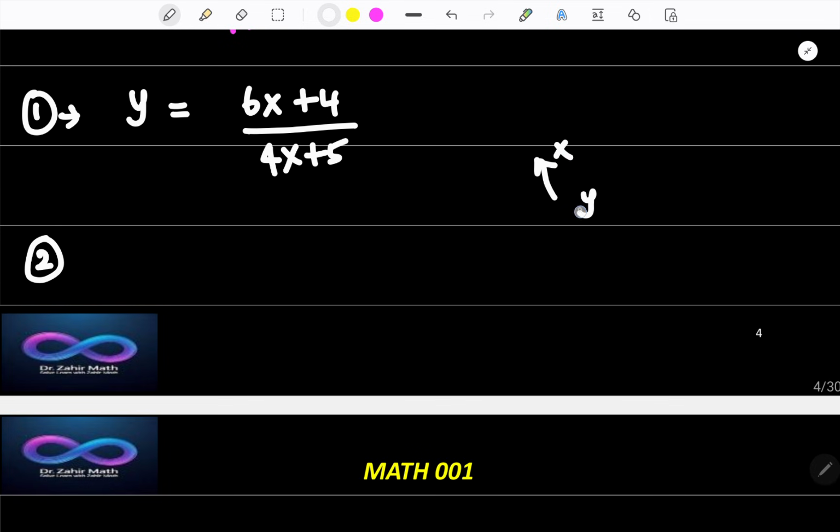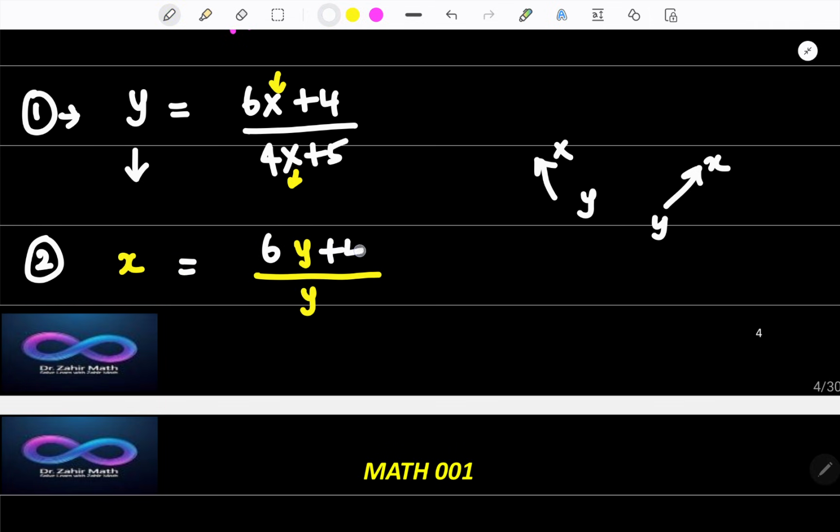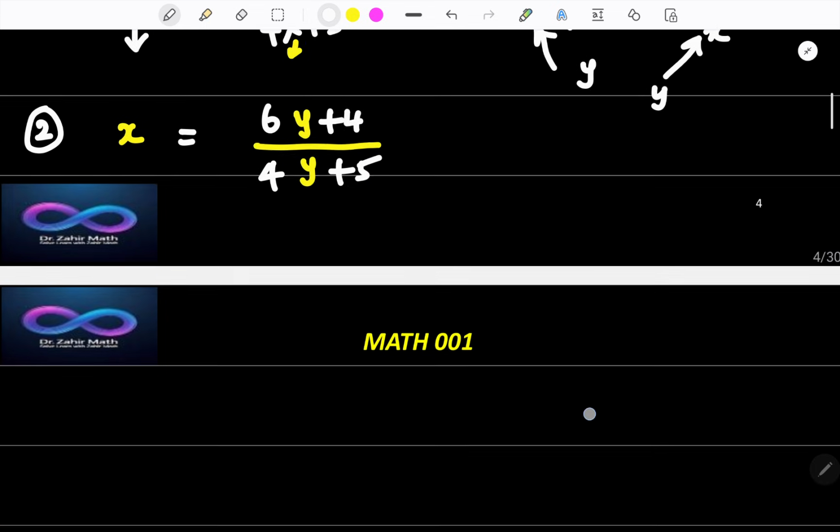What is step number 2? Change x as y and y as x. So y is equal to x, and x is equal to y. Clear everybody? So x equals 6y plus 4 over 4y plus 5. Clear all of you?